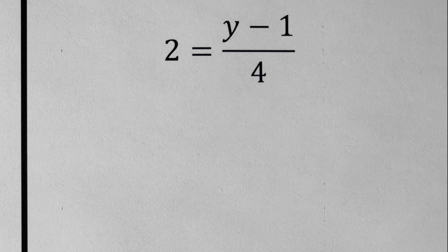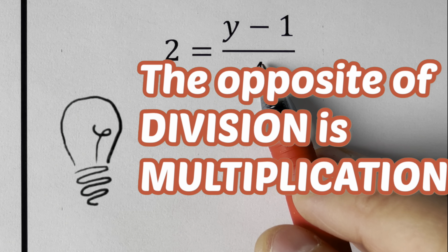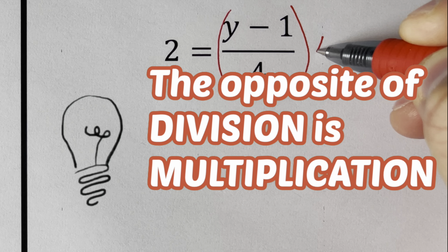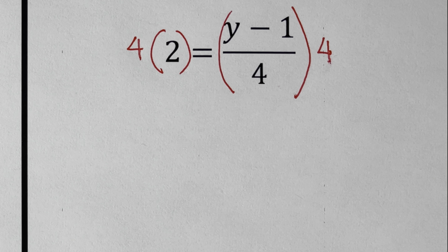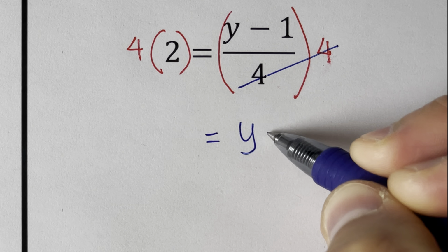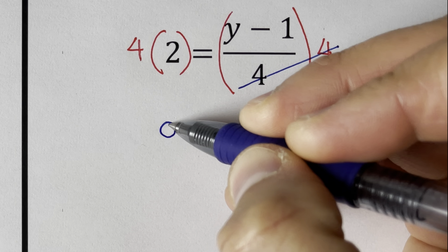So then the first step that we need to do here is that since this is divided by 4, remember that the opposite for division is multiplication. So we have to multiply this by 4 and multiply this by 4. So then we can cross out the 4 and 4 right here. So then this would come out y minus 1 is equal to 4 times 2, which is 8.